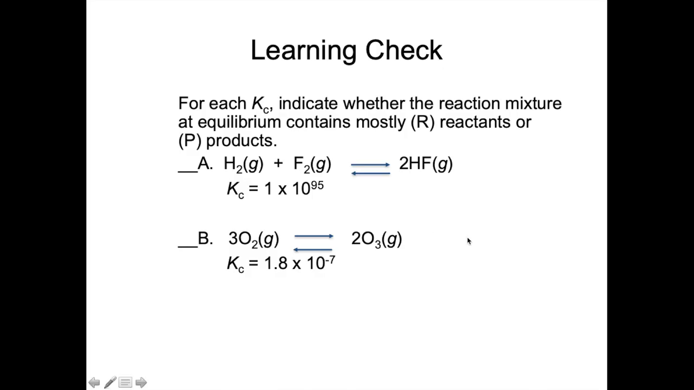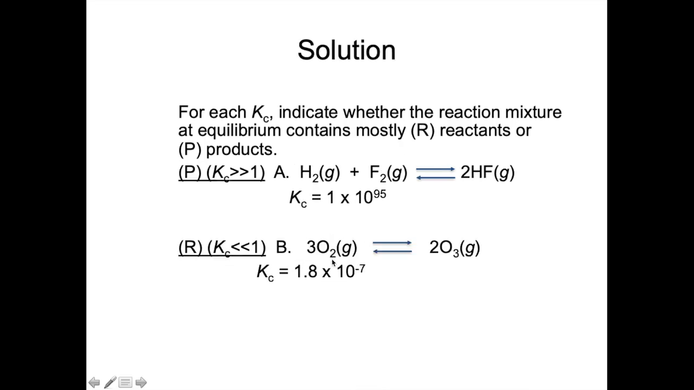So that should tell you that this is going to be product favored, right? If you write your equilibrium expression, your HF concentration is going to be on top. So that has to be a large number for Kc to be a large number. Okay, and vice versa. Here you have an equilibrium where your Kc value is 1.8 times 10 to the negative 7. That's a very small number. So that tells you that that equilibrium favors the reactants.